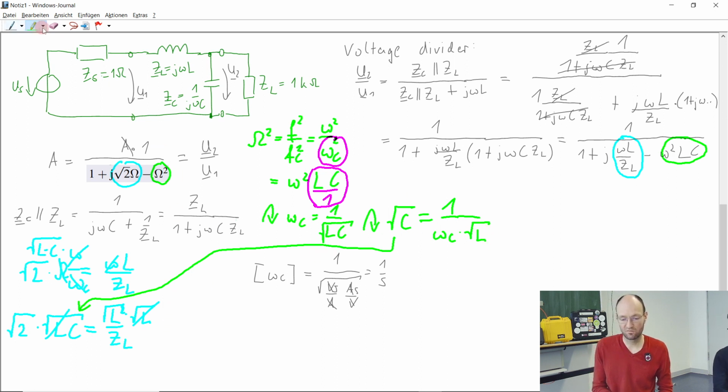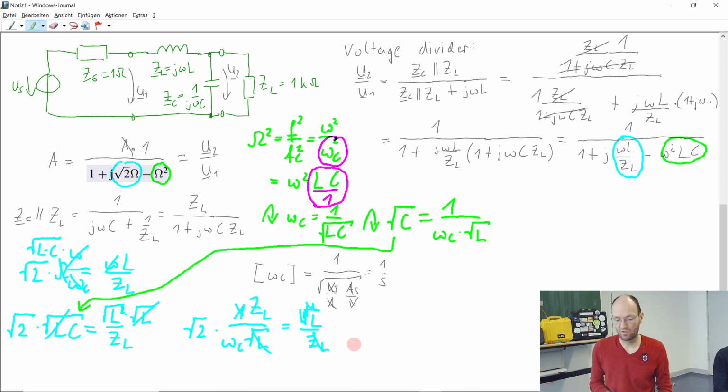Okay, so then the blue equation will give us square root of 2. Here was just square root of C. Instead of this, I write the green term, 1 over omega C square root of L. And on the other side, we still have square root of L divided by ZL. And so now we can bring this to this side. So here the square root will cancel, bring the ZL to the other side. So then we have here ZL.